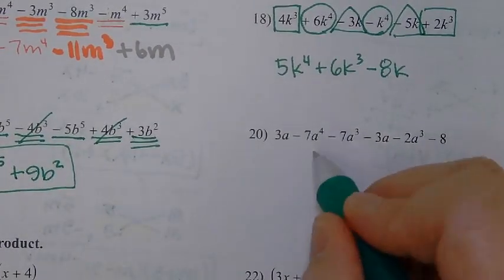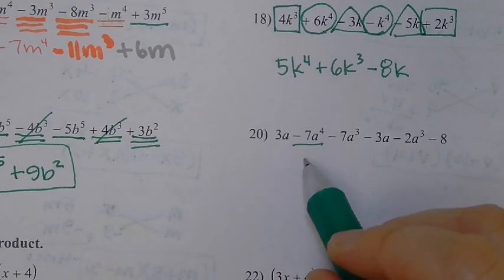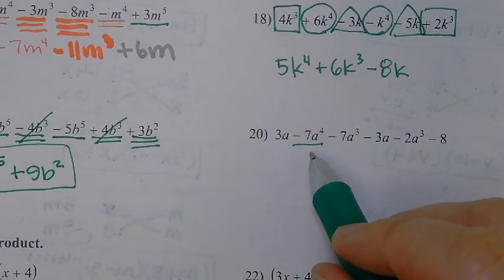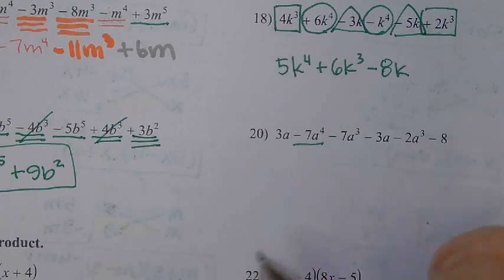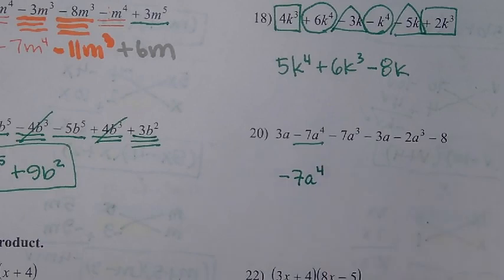Again, my highest exponent. I always start with my highest exponent so I don't have to rewrite it in standard form, because when you get to the upper levels, they're going to ask you to write it in standard form. So let's just get used to it now. So highest exponent right here, negative 7a to the 4th power.